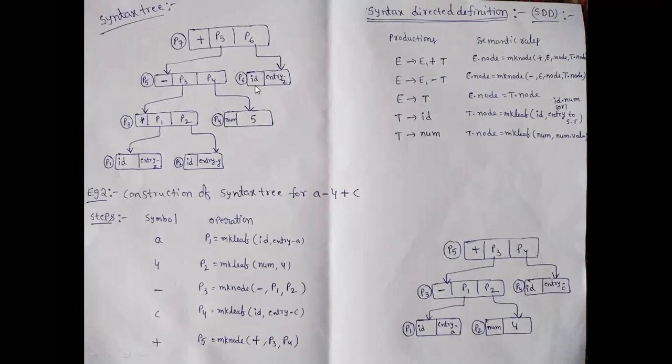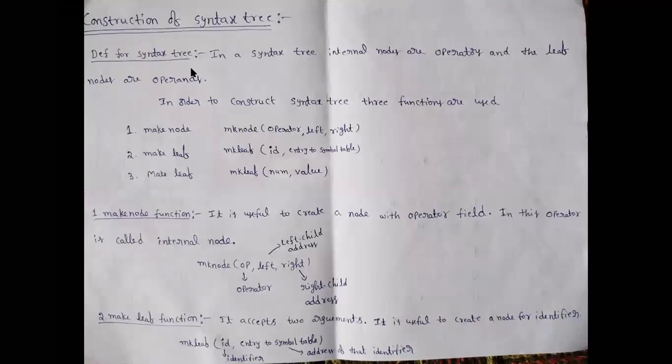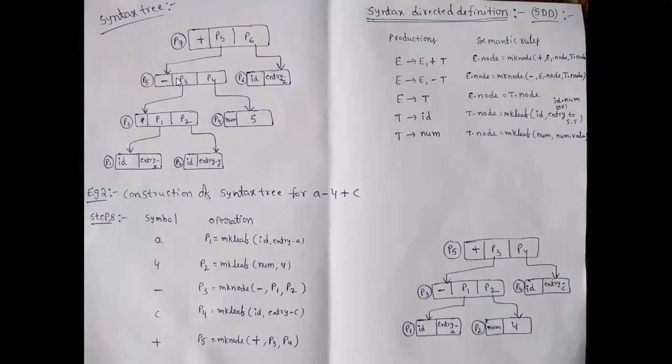Then we are having P6, id comma entry of z. So we are converting this one to plus, plus P5 P6. Two children, P5 is the left child address and P6 is the right child address. Finally, this we are naming as P7. So this is the construction of a syntax tree. What is the definition of a syntax tree? In a syntax tree, internal nodes are operators and the leaf nodes are operands.